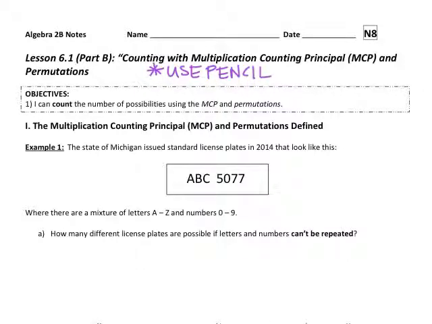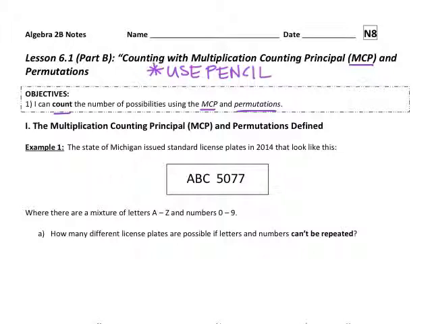This lesson is the second part of lesson 6.1. In the first lesson we learned about combinations, and today you're going to be learning about the multiplication counting principle, abbreviated MCP, and also permutations. Permutations and combinations are very similar, and at the end of this lesson you should be able to count the number of possibilities using the multiplication counting principle and permutations.